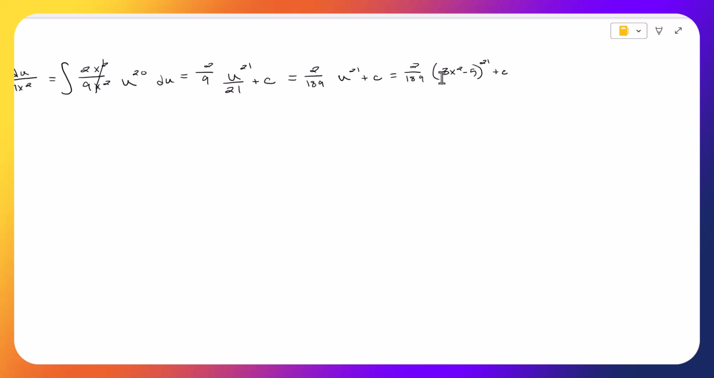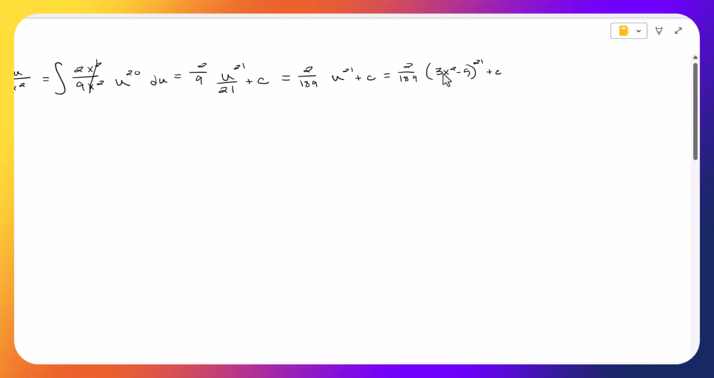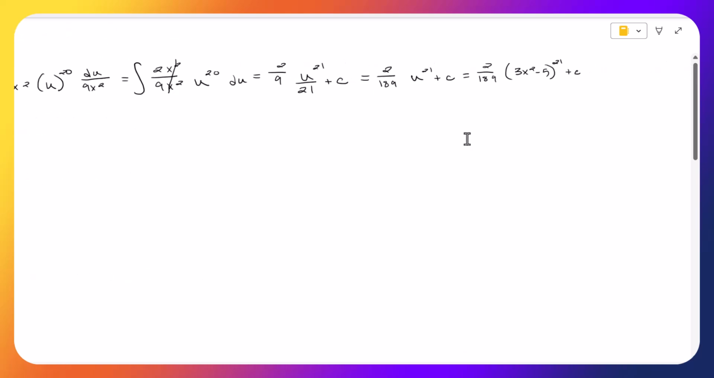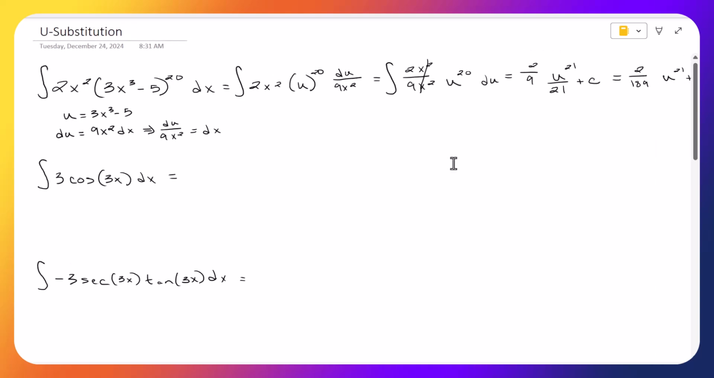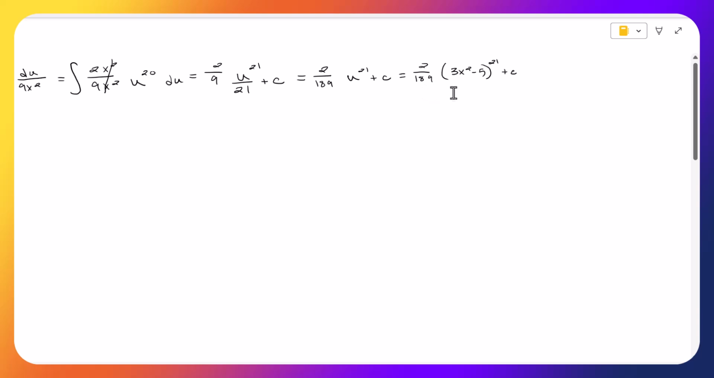So we're actually doing a lot of just algebra here. And this is our antiderivative. And if you even think about it, if we take the derivative of this, will it get us to that? Well, I am going to get a 3x squared minus 5 to the 20. So that covers this part here. And then multiplying by the derivative of the inside of this times 9x.